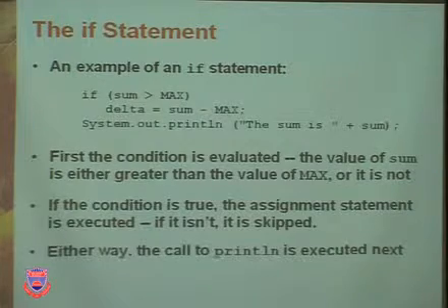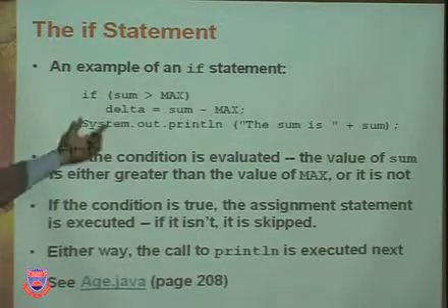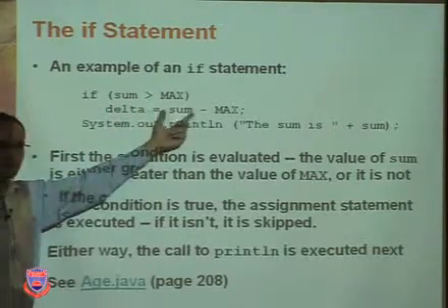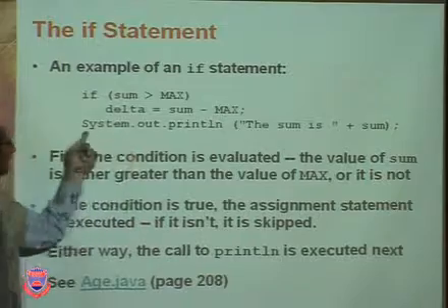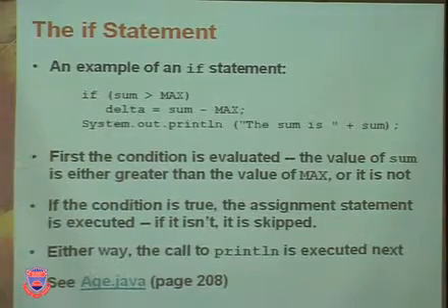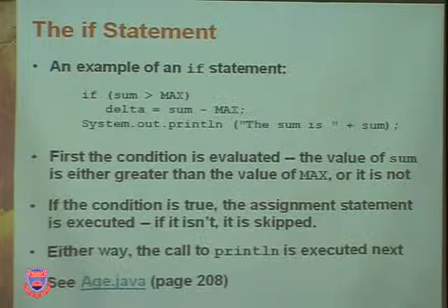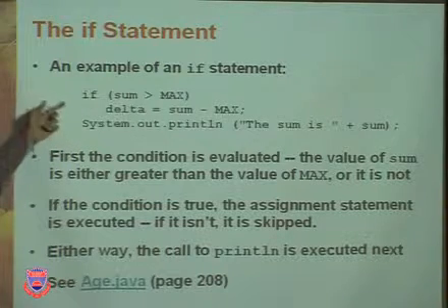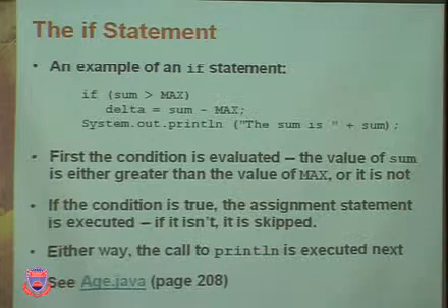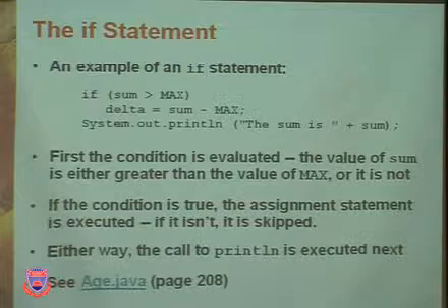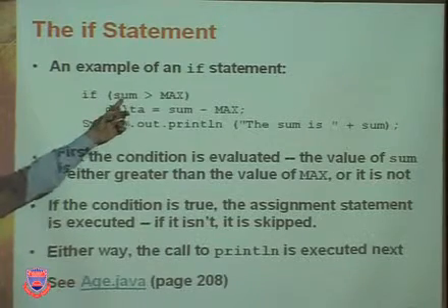So for example, what we do is we first check whether this condition is true. If sum is greater than max, we are going to update the delta according to this sum and max value. And at the end, we will print the sum. So based on this statement sequence, are we going to print out in any case, or are we going to only execute if the condition is true? So this System.out.println, is it going to be executed if this condition is true or anyway?